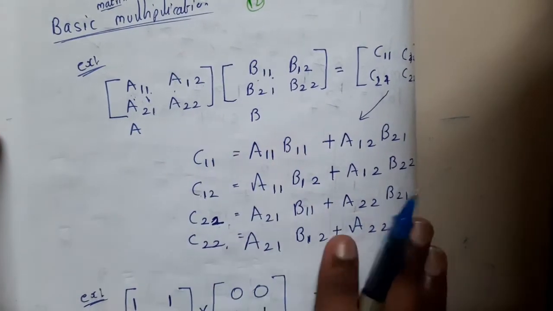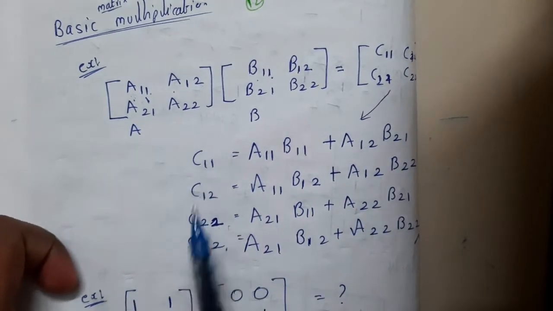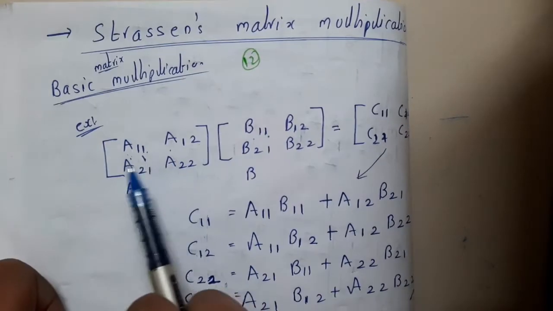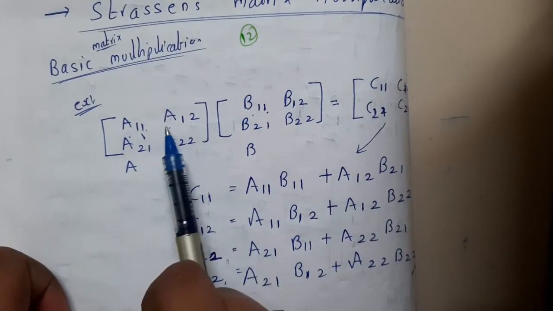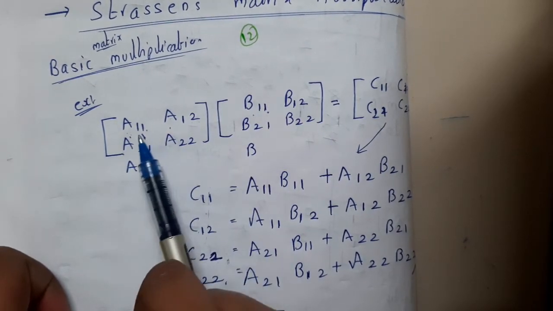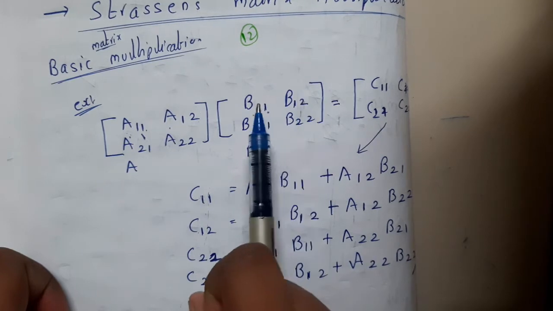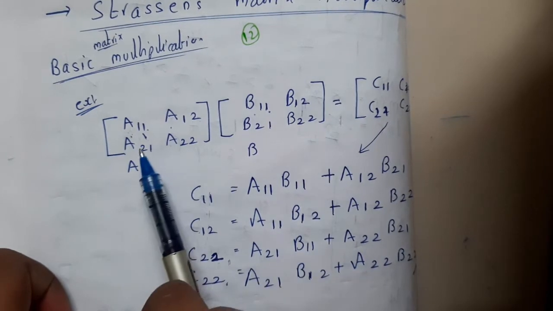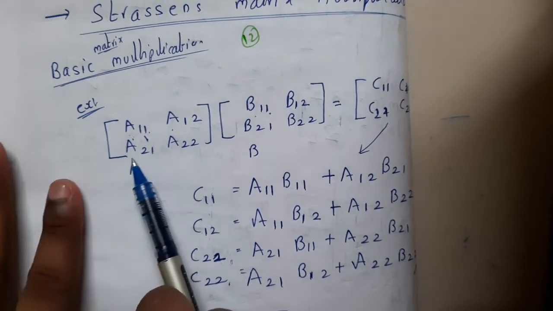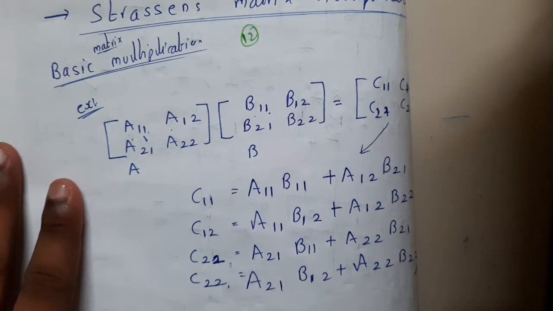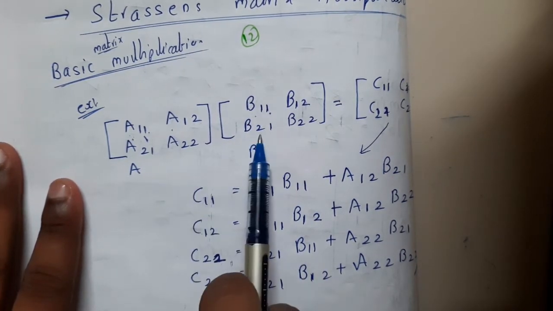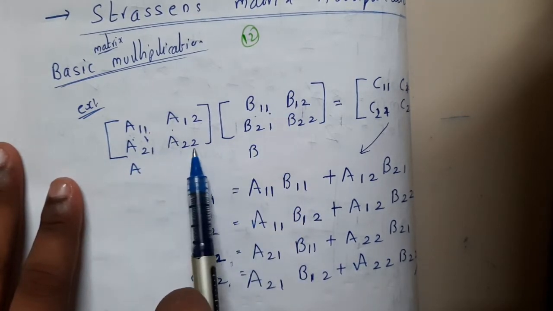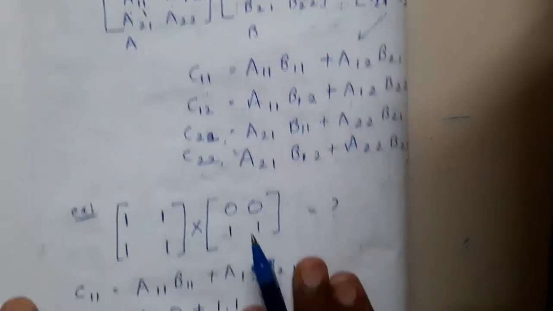I hope everyone got a clear idea on this. If you want the formulas, C11 is A11 into B11 plus A12 into B21. Similarly, C12 is A11 into B12 plus A12 into B22. Similarly, C21 is equal to A21 into B11 plus A22 into B21. And C22 is A21 into B12 plus A22 into B22. I hope everyone got a clear idea.